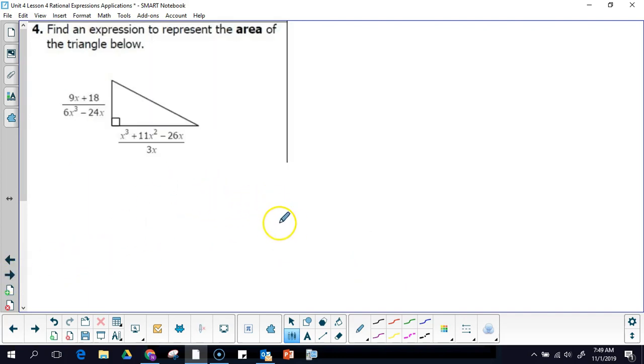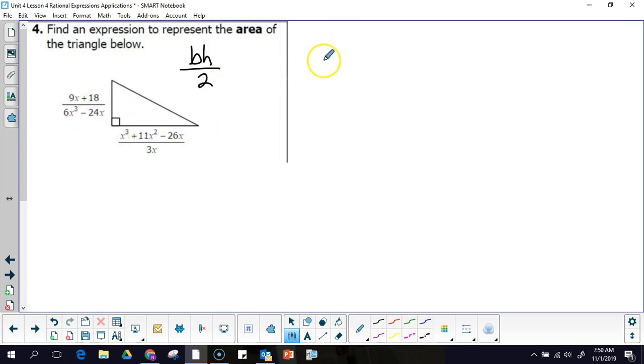Okay, number 4. The area of a triangle, the way I like to write it, is base times height divided by 2. It's times 1/2. It's divided by 2; you can do it either way. With fractions, it might be easier to times 1/2. So you're going to take this and multiply it times this, and then divide that by 2 or multiply it all times 1/2.